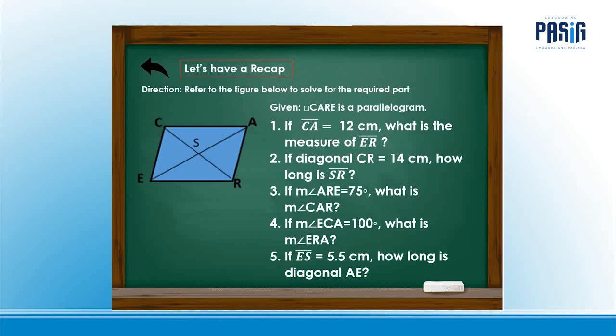Number 2. If diagonal CR is equal to 14 cm, how long is SR? Number 3. If the measure of angle ARE is equal to 75 degrees, what is the measure of angle CAR? Number 4. If the measure of angle ECA is equal to 100 degrees, what is the measure of angle ERA? And lastly, if ES is equal to 5.5 cm, how long is diagonal AE?